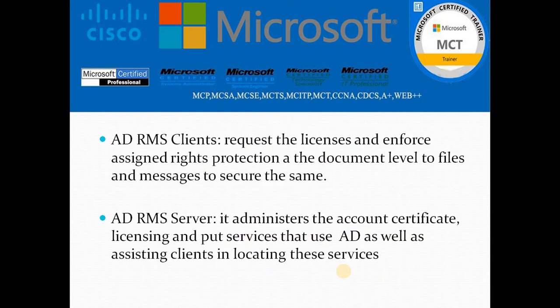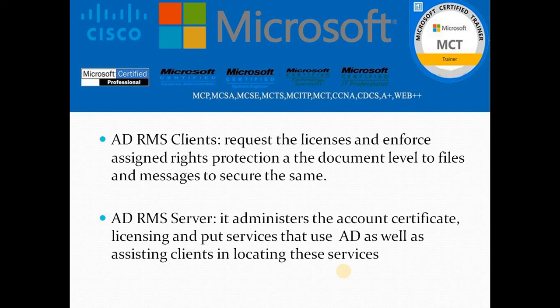Now, before we go to the next session, the practical implementation of this, you need to understand that whenever you deploy ADRMS, there are two things. Number one, there will be the ADRMS client. So who is this ADRMS client? This client is going to make a request for the license and enforce the assigned rights protection at the document level. That means the client is going to make a request to the ADRMS server.